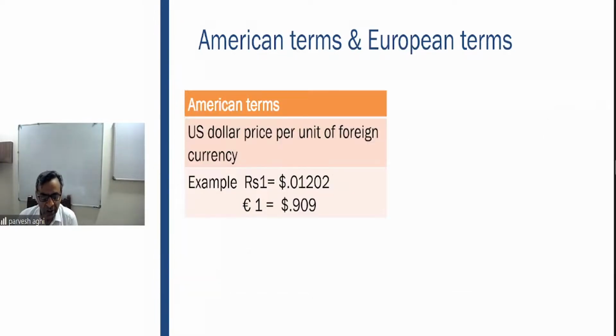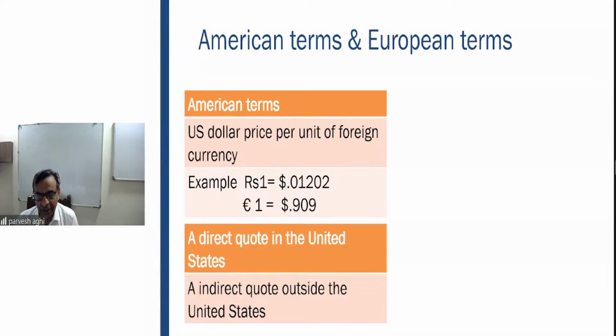Okay, so let's take American terms. US dollar price per unit of foreign currency. For example, 1 rupee is equal to so many dollars. 1 euro is equal to so many dollars. So this is American terms. If the quote is given like this, then this is American terms. And this is actually a direct quote in the United States and an indirect quote outside the United States.